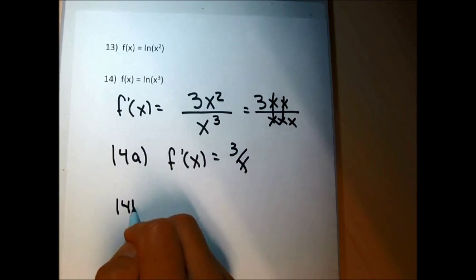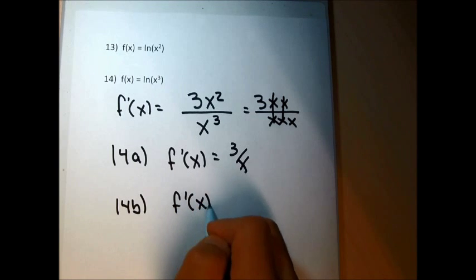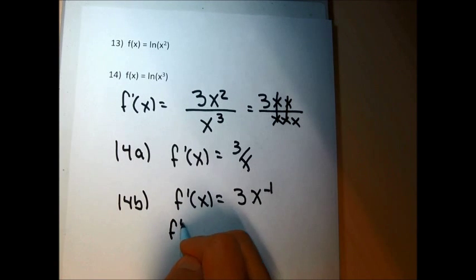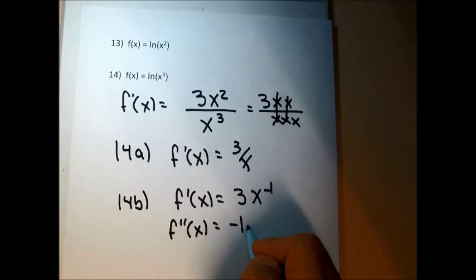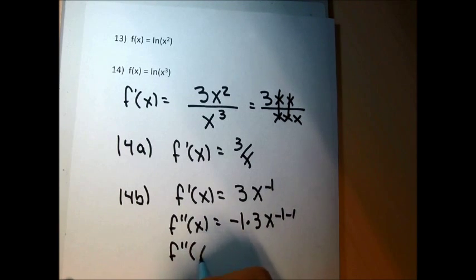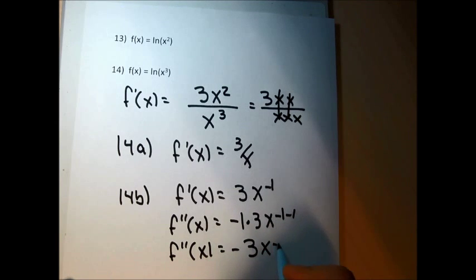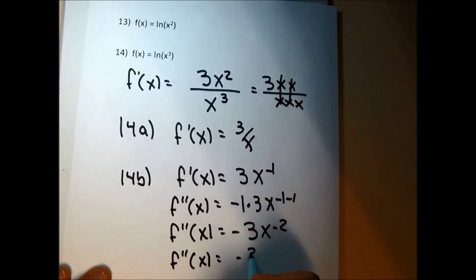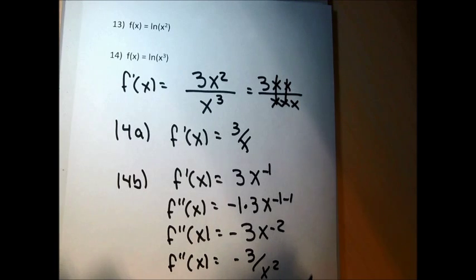When I go to do the second derivative in part B, I'm going to move the x up to the numerator so I can avoid the quotient rule. And now I'm going to write f double prime of x equals negative 1 times 3, and I lower the exponent by 1. So I get f double prime of x equals negative 3x to the negative 2. And the best answer for part B would be f double prime of x equals negative 3 over x squared. All easy problems, and I think we're going to get up to the monster problem right now. I kind of wish I didn't write problems 15, 16, 17, and 18, but I did, so we're just going to deal with them.